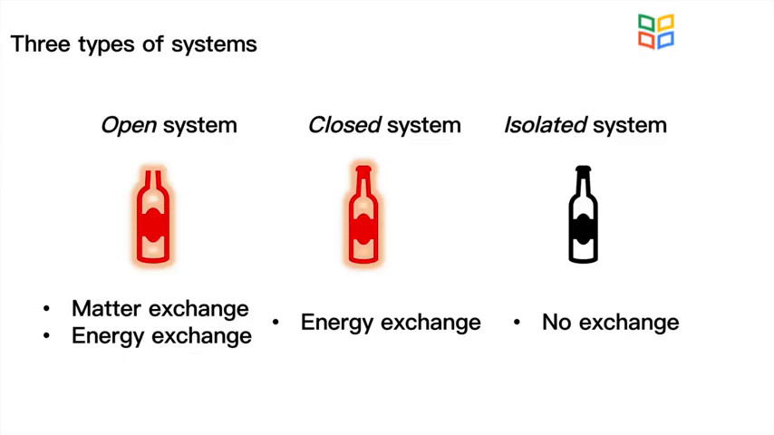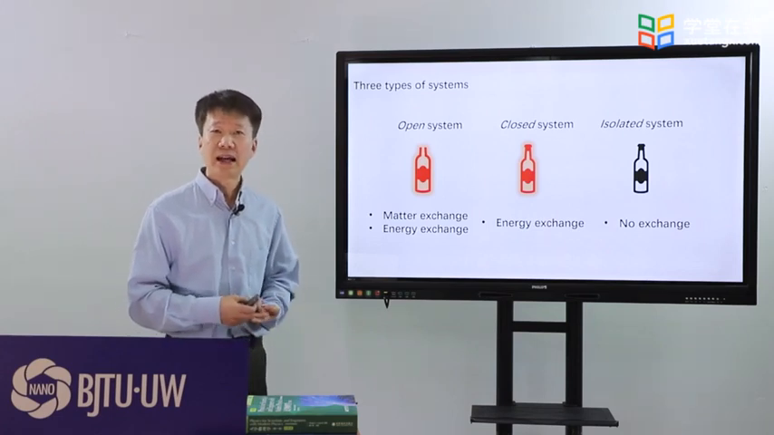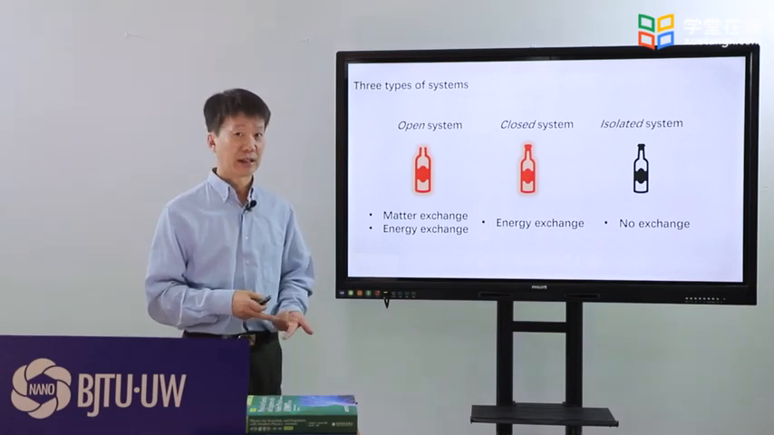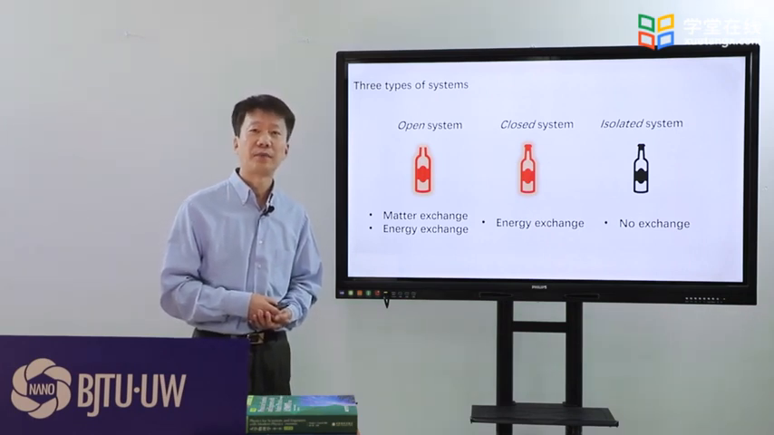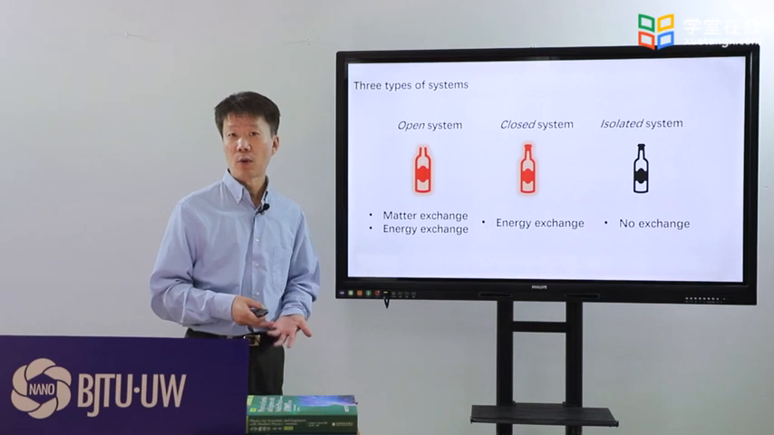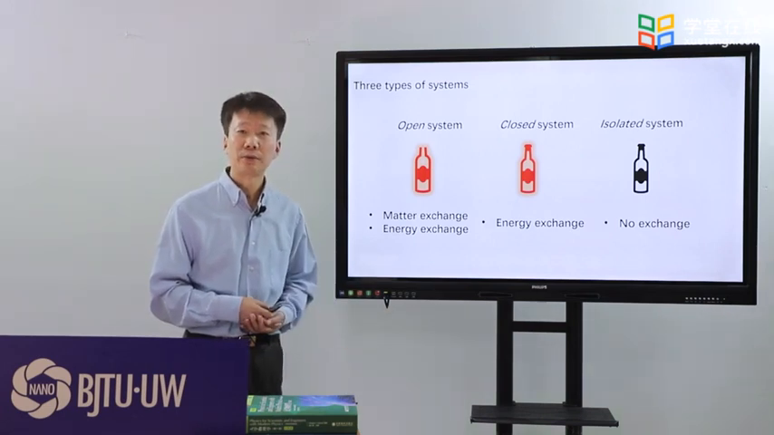There are three types of systems named open system, closed system, and isolated system. In the open system, matter and energy, heat for example, can be exchanged with the surroundings. Imagine a bottle of hot water without a cap. Water and heat can go out of the bottle.